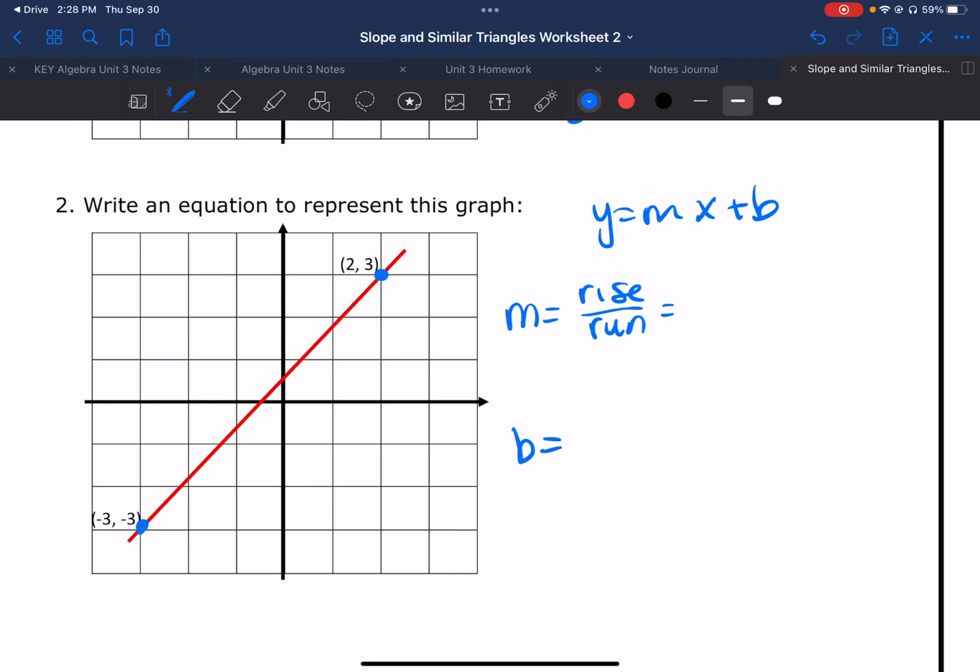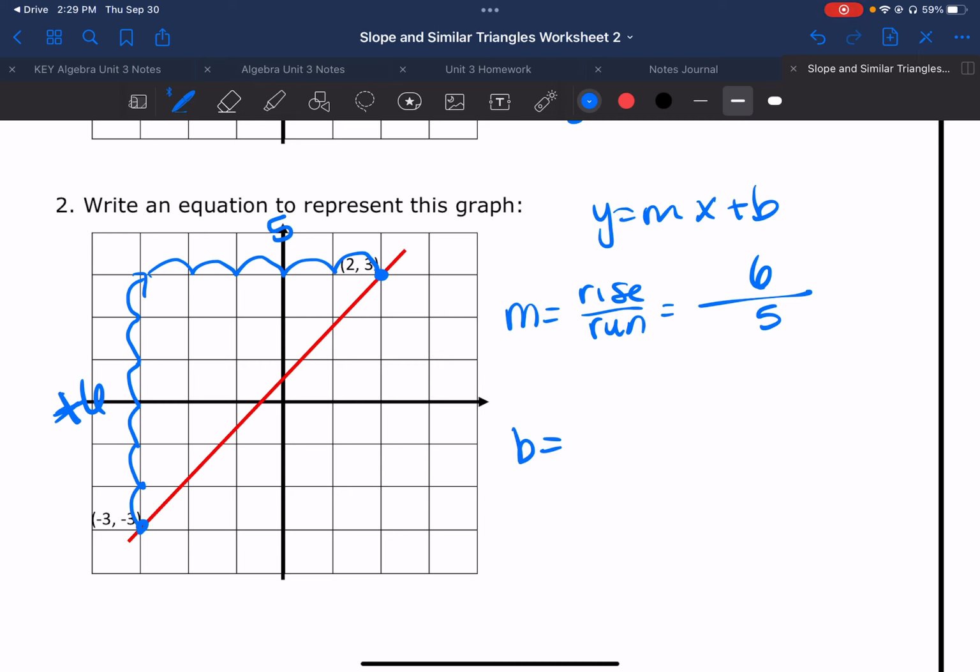So let's go ahead and make sure we're doing rise first. 1, 2, 3, 4, 5, 6. I went a positive 6, right? So that goes up top. 1, 2, 3, 4, 5. So positive 5. Okay, can 6 over 5 be reduced or simplified? No, it can't. So this is your slope. Leave it just like that.